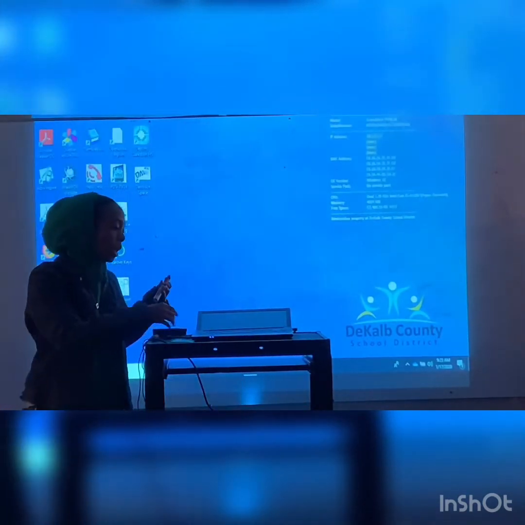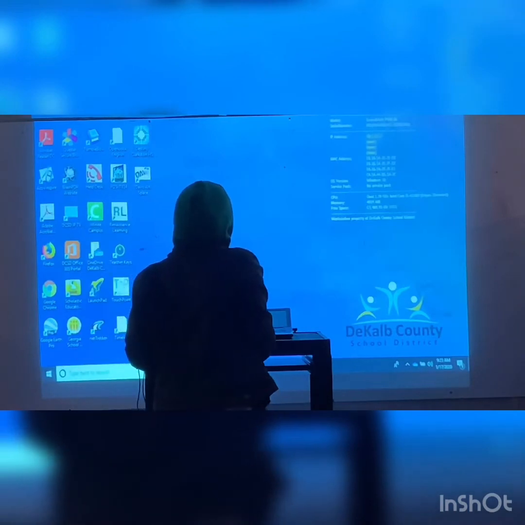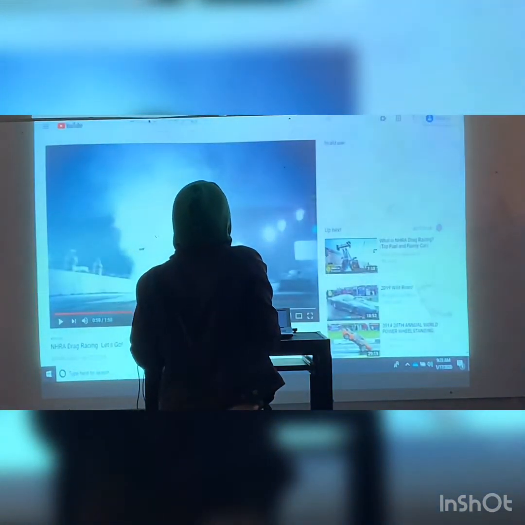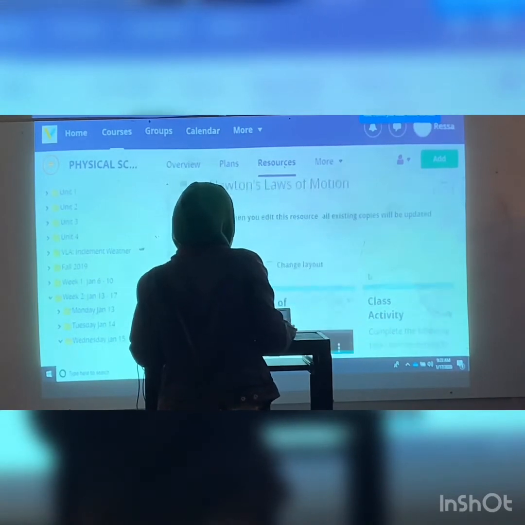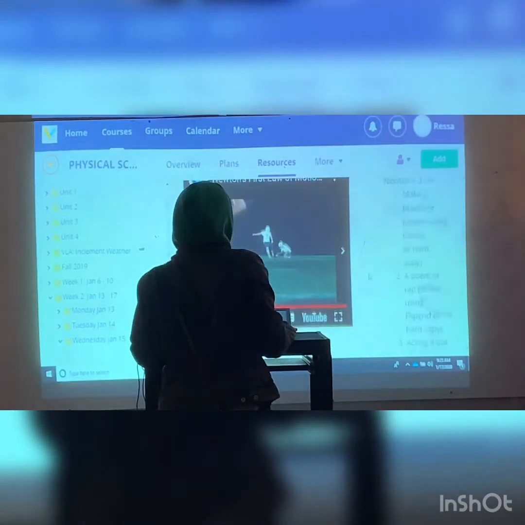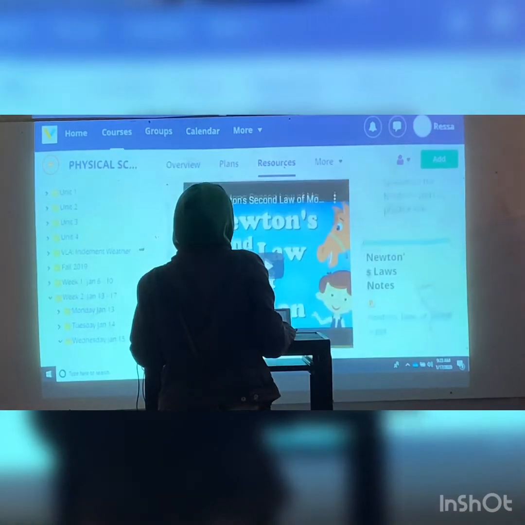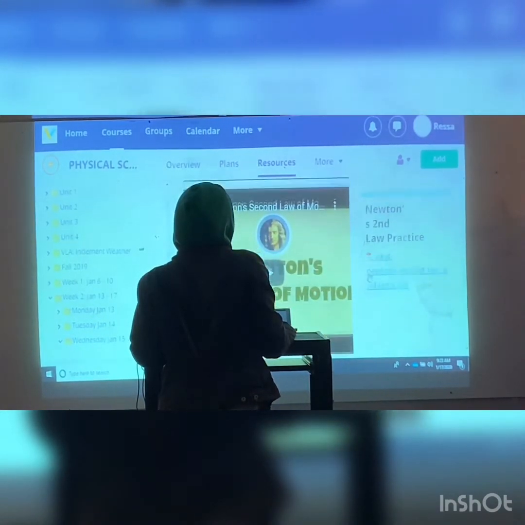Newton's second law is a formula. F equals ma. What does the M stand for, you guys think? Mass. And what about A? Acceleration. And then F? Force. Awesome.